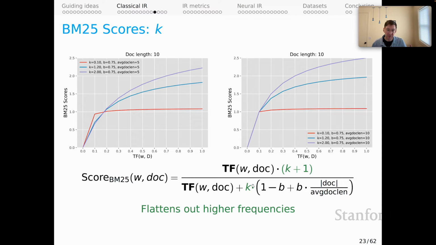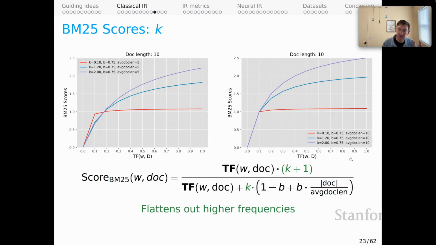It appears here in the scoring function. The overall effect is to flatten out higher frequencies. And I think one way to get a grip on this is to think about the extreme situation in which you have set k very, very low. This would be a non-standard value for k. In the situation where you set it very low, what you essentially do is turn this scoring function into an indicator function. You can see that we get a register of a scoring value if the word is in the document, and then it simply flattens out over all the different values for term frequency.